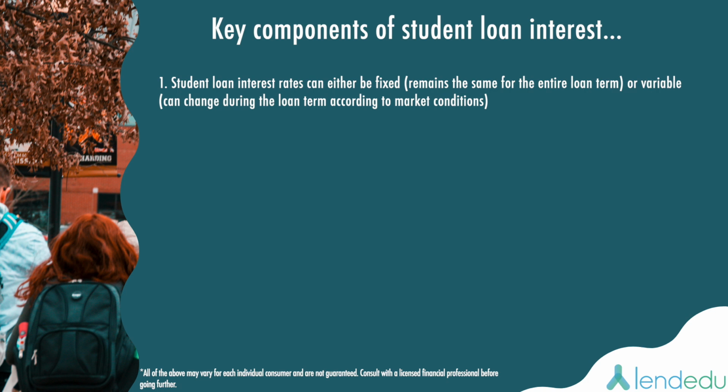And there are a few other things you should keep in mind when it comes to student loan interest. First, student loan interest rates can either be fixed or variable. A fixed interest rate will remain the same for the extent of your loan term. A variable interest rate fluctuates with changes to the market index to which it is tied.